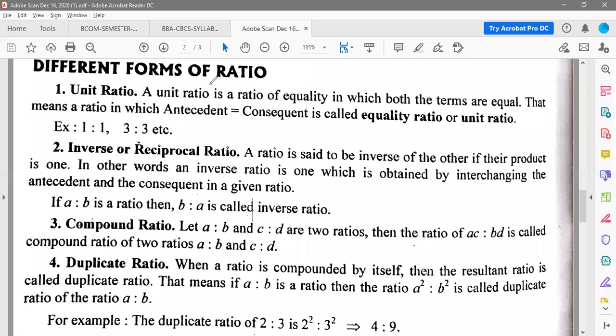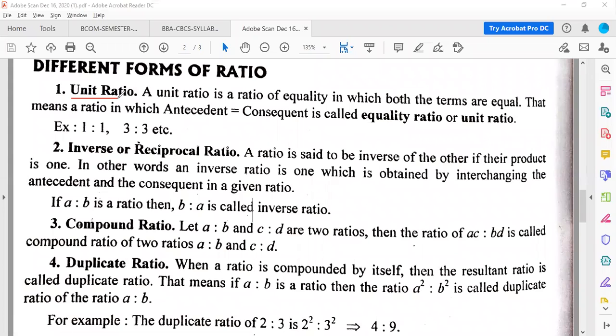Now first one is unit ratio. A unit ratio is a ratio of equality in which both the terms are equal. Very easy. So if you see here, 1 is to 1, 3 is to 3, 5 is to 5, 10 is to 10. So it is equal. The antecedent is equal to the consequent. The first term is called the antecedent. The second term is called the consequent. If both the numbers are equal, then it is called an equality ratio or unit ratio. Understood unit ratio?